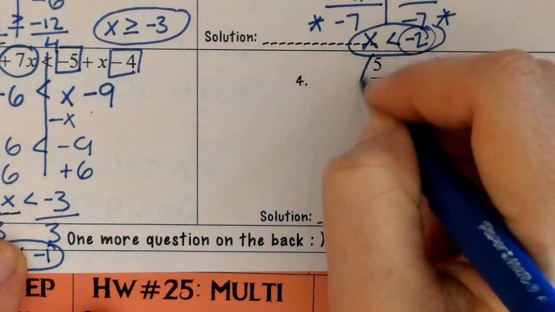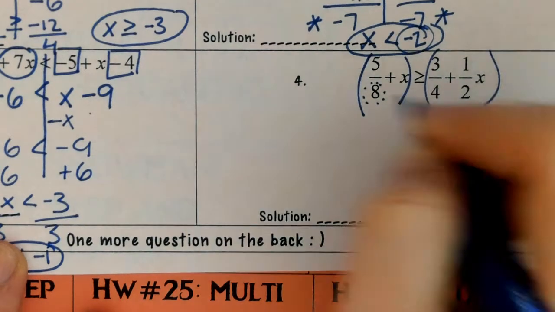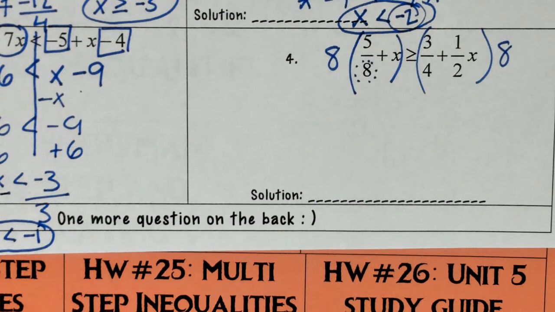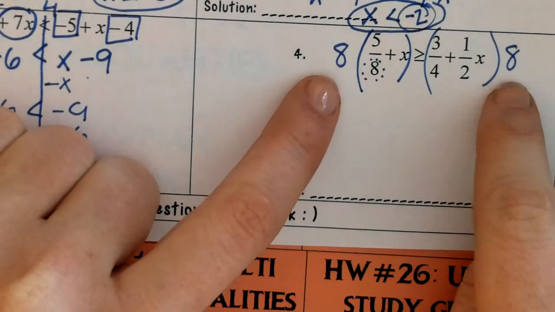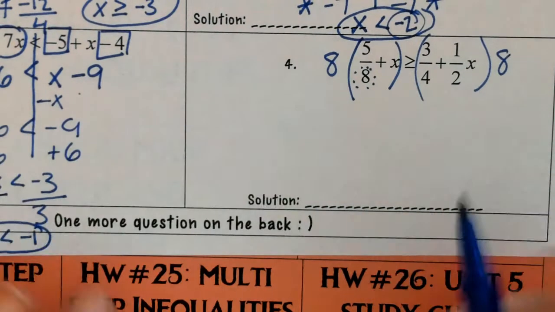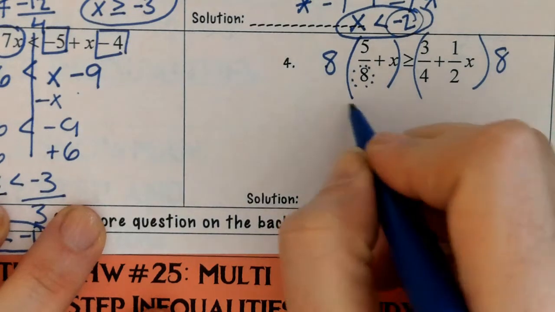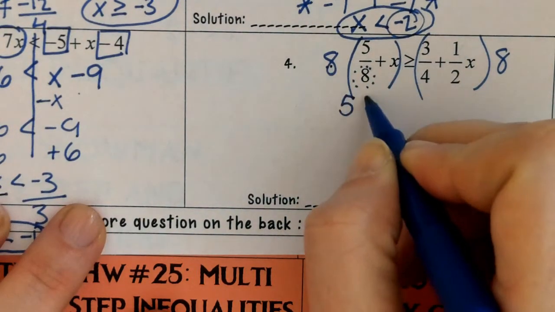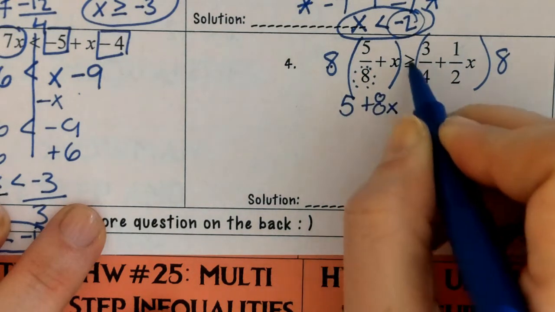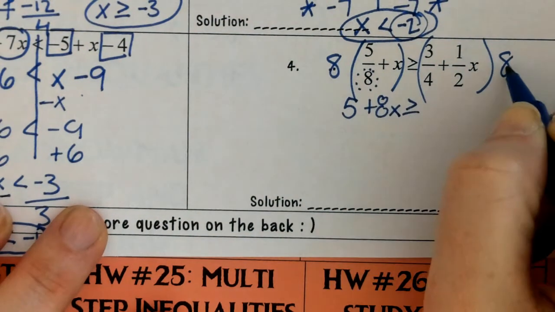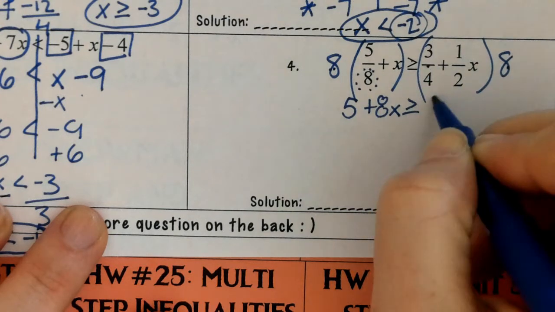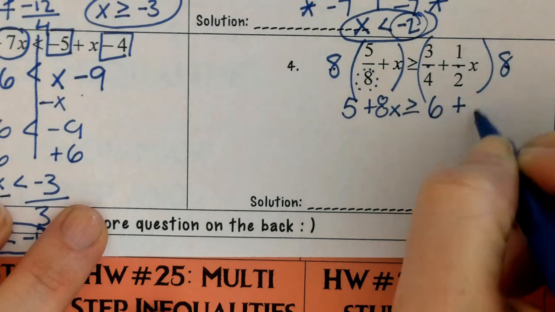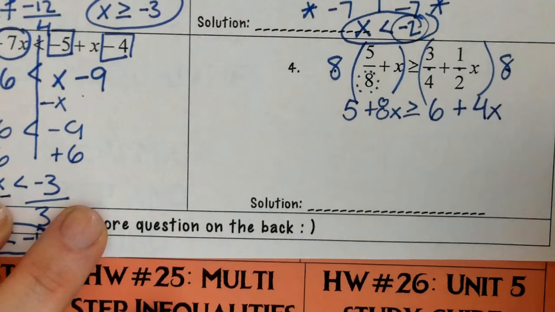But 8 is a multiple of all of the numbers, so we will multiply both sides by 8. 8 is a positive number. We are multiplying both sides by a positive number, so don't flip the sign. 8 times 5/8 is 5. 8 times x is 8x. Don't flip the sign. 8 times 3/4 is 6. 8 times 1/2 is 4x.